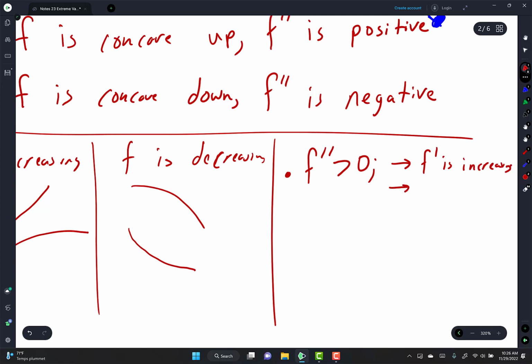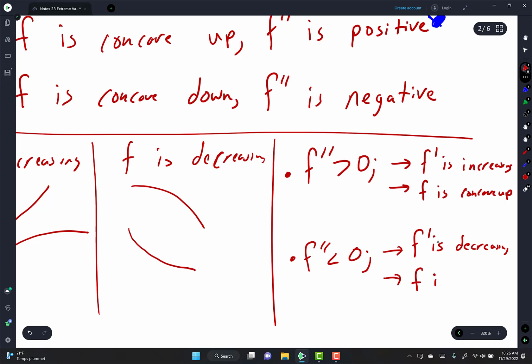And it means f is concave up. Does that make sense? Here's my second bullet. If f prime prime is negative, it means two things. It means f prime is decreasing, and it means that f is concave down. Does that make sense? Okay.